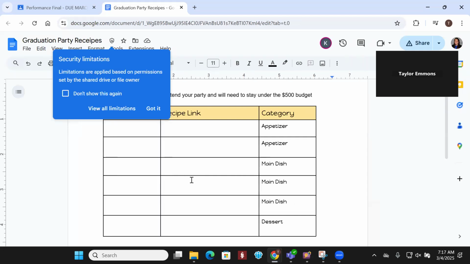Okay. Cool. Now, what somebody did last semester was they made something with, let's say, a wine, like it had a wine sauce on it. Obviously, you're not 21. You can't purchase that. Keep that in mind. Okay. So don't put anything on there that you're not able to purchase. Okay.